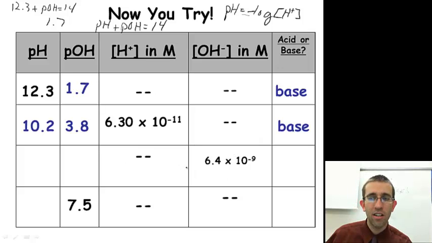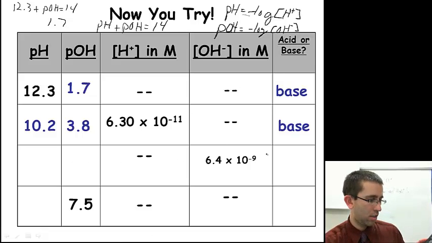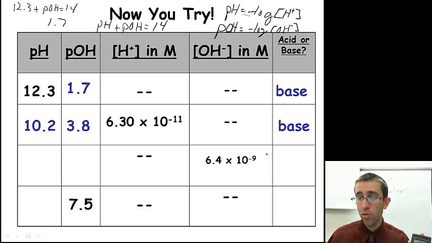Alright, so if the pH is 10.2, we know we have a base. Ooh, tricky one here. I give you the hydroxide ion concentration. The pOH is equal to the negative log of the hydroxide ion. So, if I plug this in, 6.4 exp to the negative 9th. Hit the log button and then hit negative again. I get 8.2.